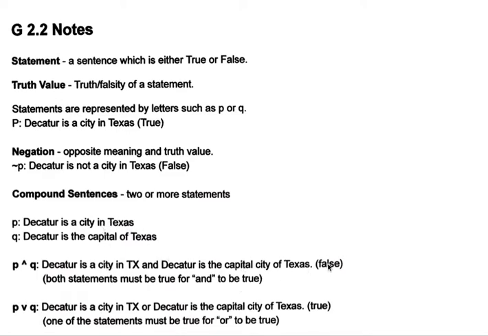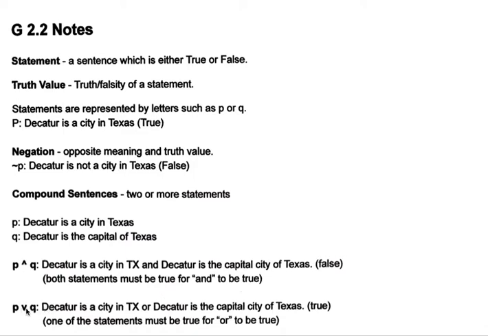Now, that would be false, because when we say and, they both have to be true for it to be a true statement. So this is pretty obvious when you just say it out loud. Decatur is a city in Texas. Yeah, true. And Decatur is the capital of Texas. Well, no, it's not. So therefore, the whole statement is false.